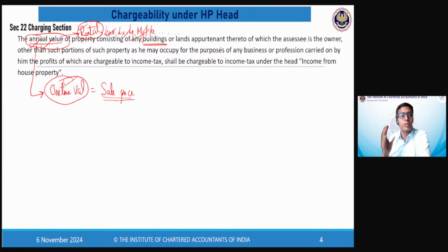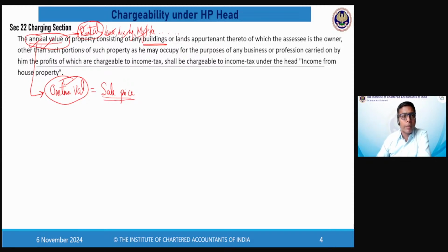And if this building is a stock in trade because you're a builder, you are a dealer in buildings, then the same sale price for you will be covered under the head business and the computation would be done accordingly. So I hope you understood why the lawmaker has used the word annual value and what it actually covers. It covers the rental income only, right?